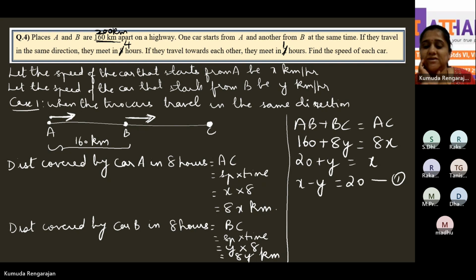125. Very good. Your equations? x minus y is equal to 50. x plus y is equal to 200. Very good. You're right.